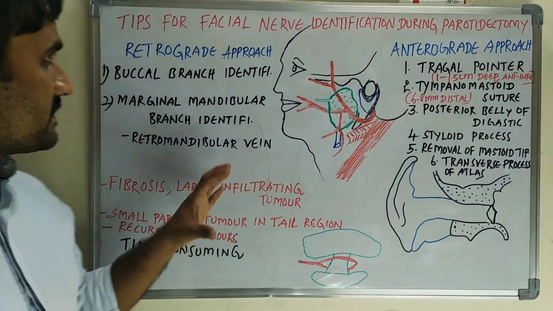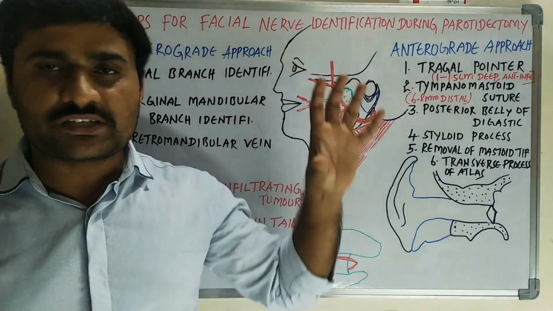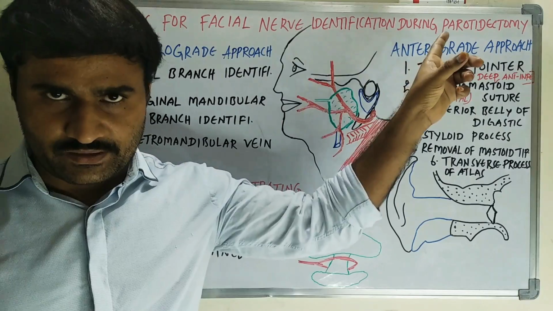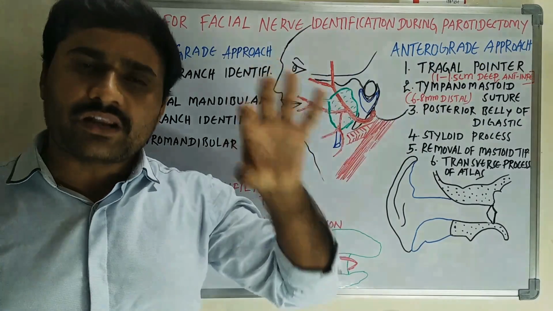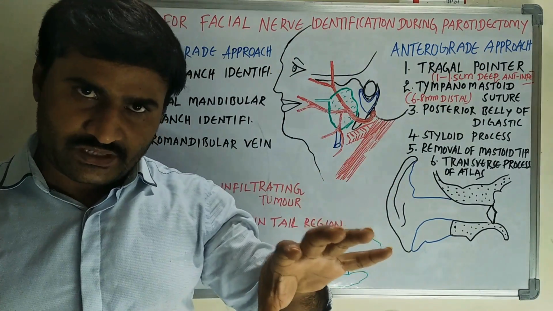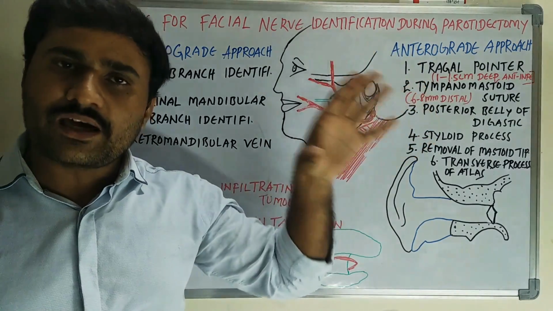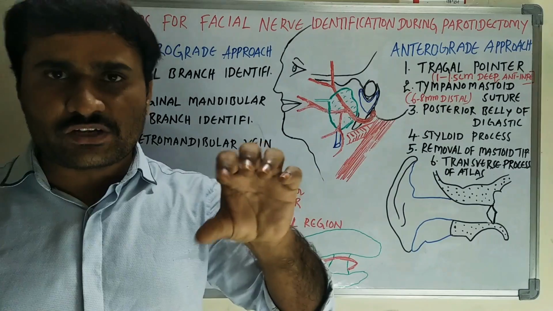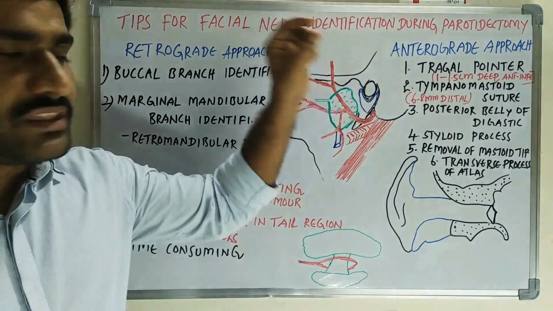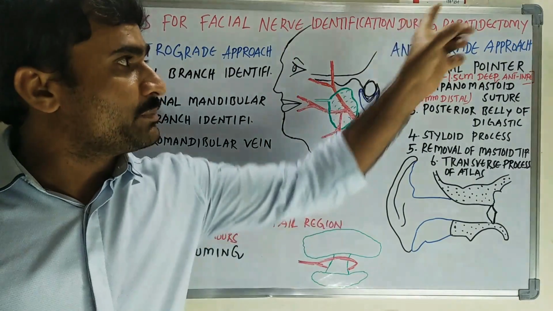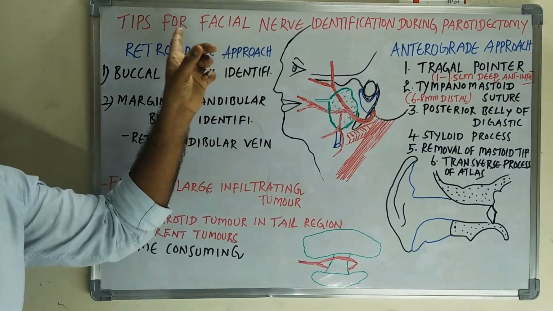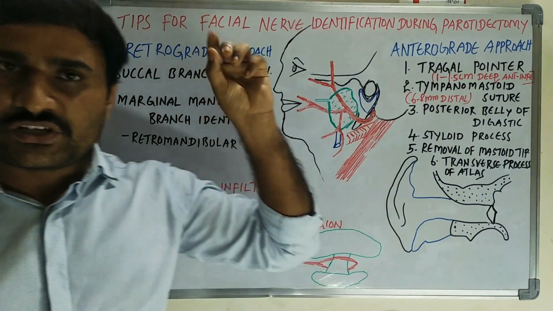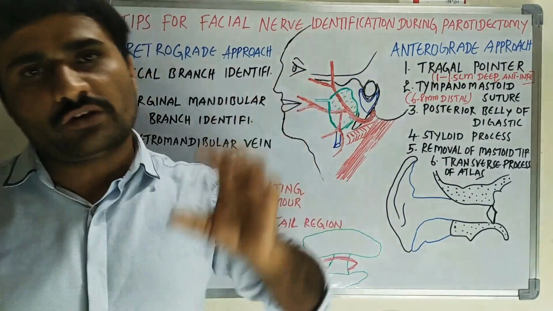In this video, we'll discuss tips for facial nerve identification during parotidectomy. Parotidectomy is the treatment option for parotid gland tumors. It could be a superficial, total, or radical parotidectomy based on the nature and extent of the tumor. Right? So, the main concern when you are doing parotidectomy is to preserve and identify the facial nerve to avoid injury to the facial nerve.